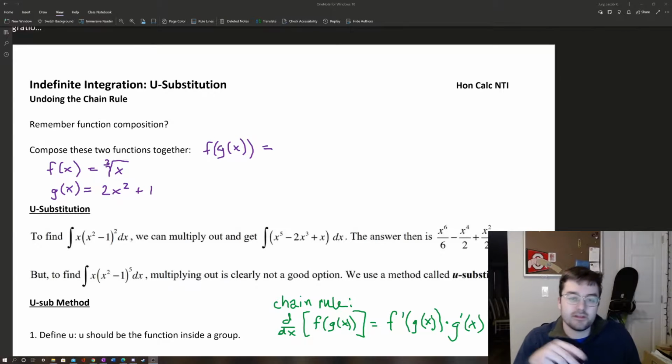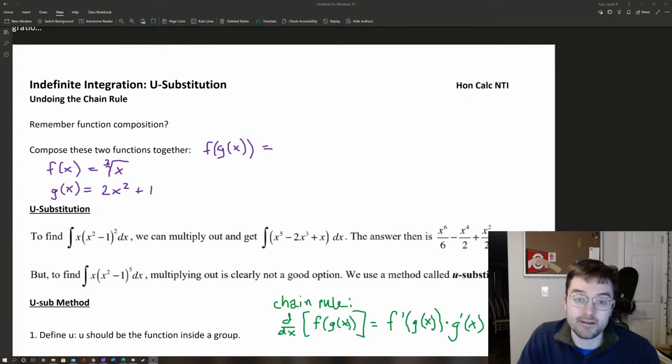Hi, this is the second set of lessons on indefinite integration, and we should expect one more of these. The lesson we're doing today is called U-Substitution. This is a method of integration that allows us to undo the chain rule.